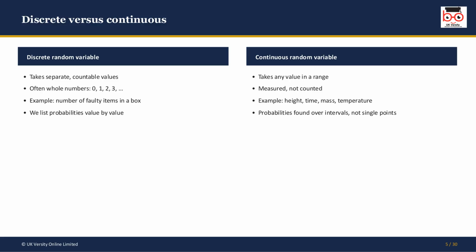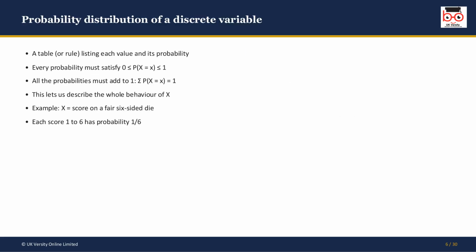For a discrete variable, a probability distribution is a table or rule listing each value alongside its probability. Two conditions always hold. Every probability sits between 0 and 1, and all of them must add up to 1. Together, these describe the entire behavior of X. Take X as the score on a fair six-sided die. Each score from 1 to 6 simply has a probability of 1/6.